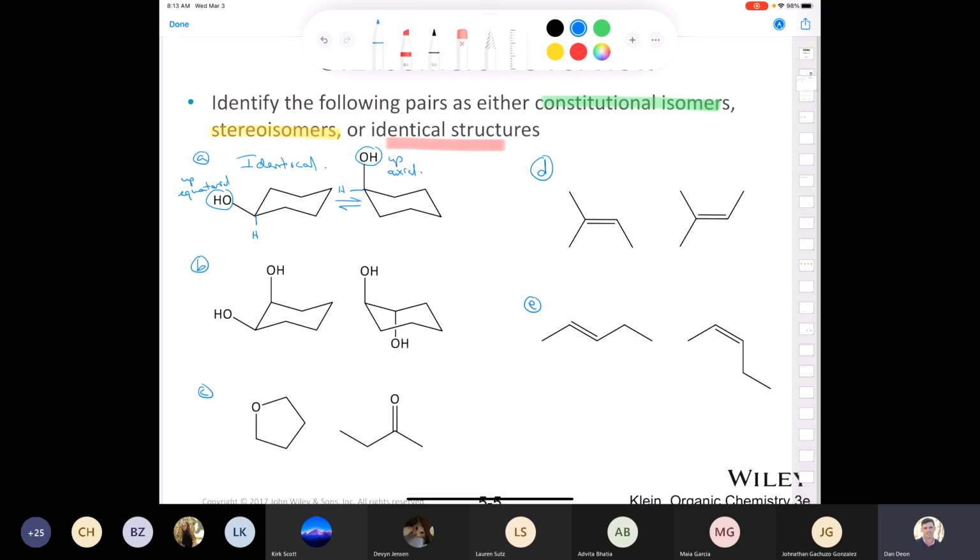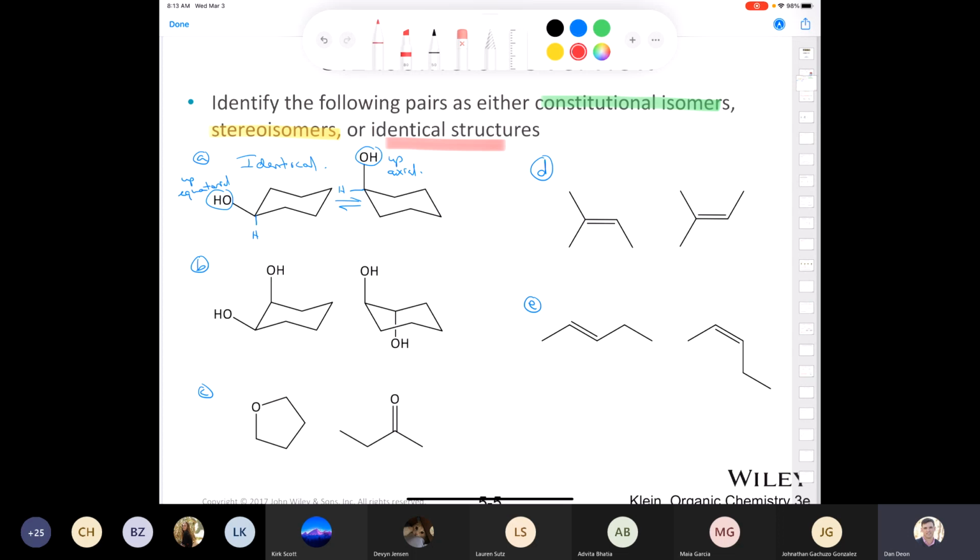Okay, good. All right, what if we look at B? Does anybody have a feeling about B? Would these be constitutional isomers, stereoisomers, or identical? Yeah, absolutely. I see that some students are saying that these are stereoisomers. They're just giving me the shorthand, stereo. Yeah, you're absolutely right. These are stereoisomers.